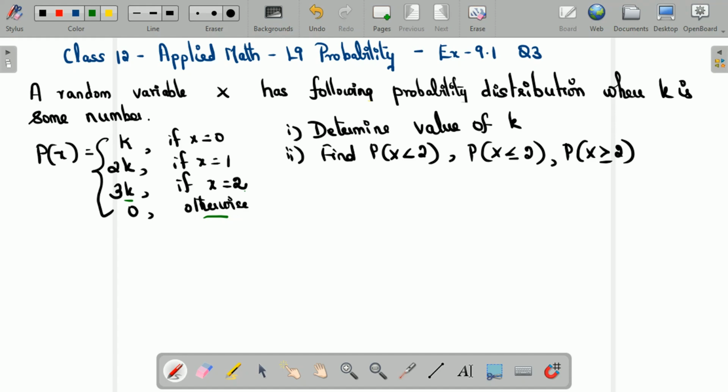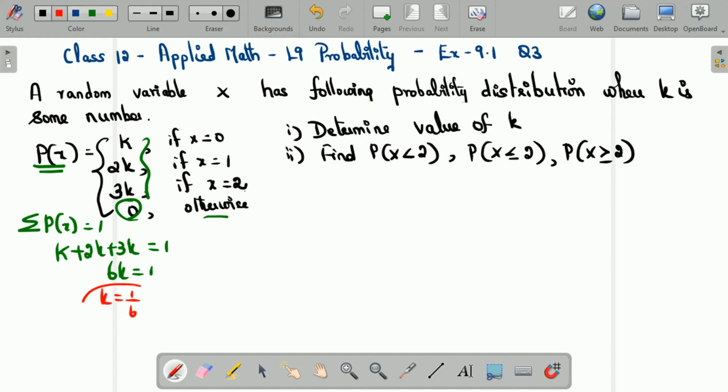Only difference is that. So what we know, sum of p of x should be equal to 1. So summation of p of x is equal to 1 means I'm going to add up all these values. So k plus 2k plus 3k should be equal to 1. Adding 0 doesn't make any sense, so we have to add just all this. So 6k is equal to 1, which means k value is going to be equal to 1 by 6. So that answers the first subdivision.